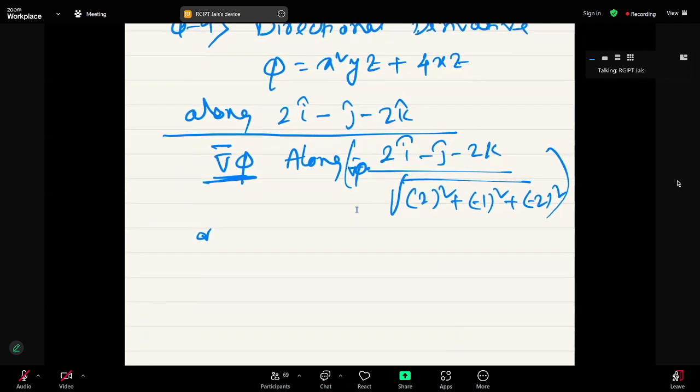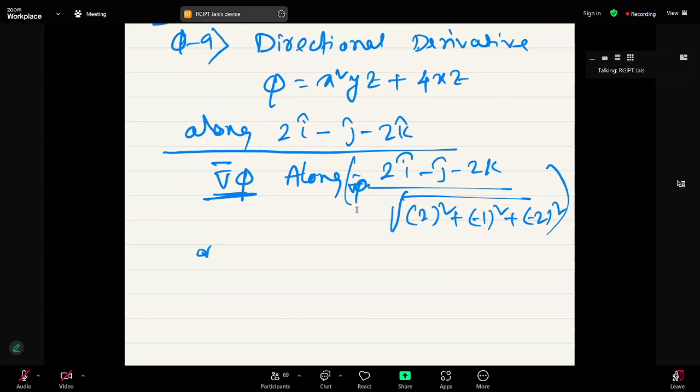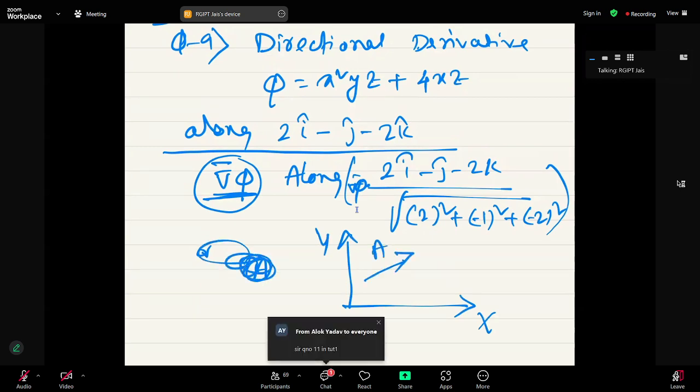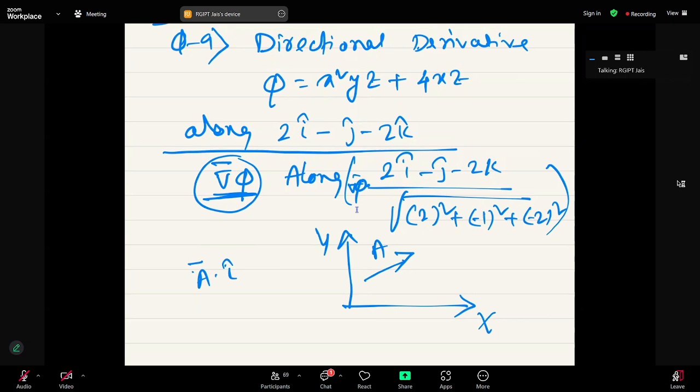So basically, directional derivative always means that you find the gradient along a particular direction. So that is also called projection. Like if you have a vector, let's say this is the x coordinate, this is the y coordinate, and this is any vector A. And if we told you to find the projection of A along, let's say, the x direction, that will be A dot i cap. So the dot product gives you what we call the projection of a vector along that particular direction. That is basically the dot product or directional derivative also.